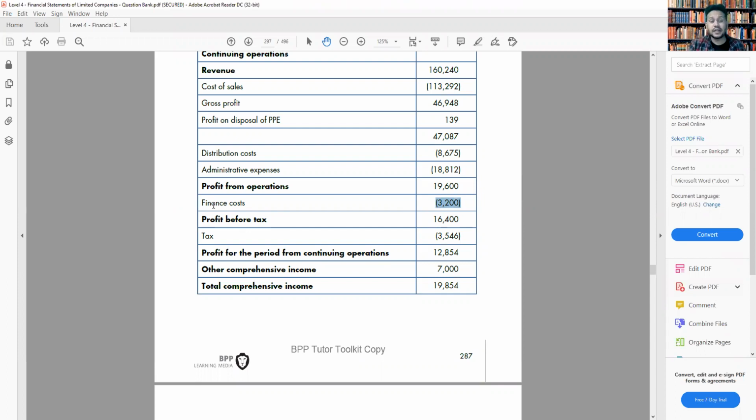Actually, this one has no impact on the cash flow statement, because once I add it and take it away, it will give me the same result, but we have to follow it.